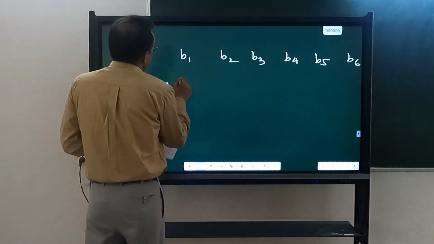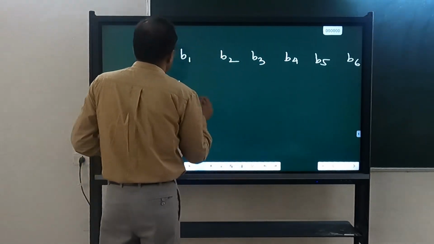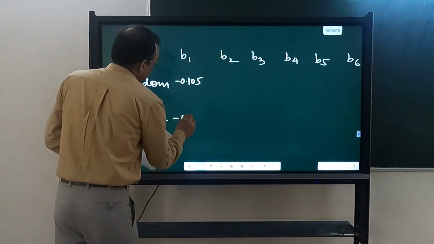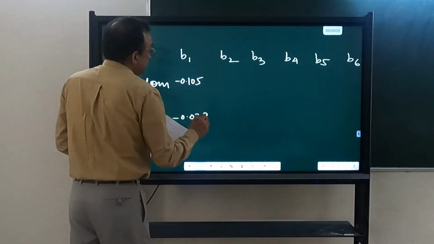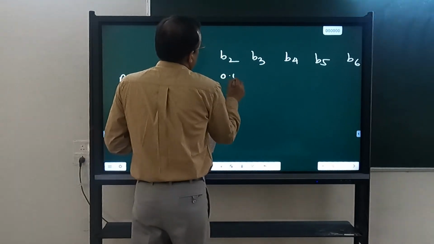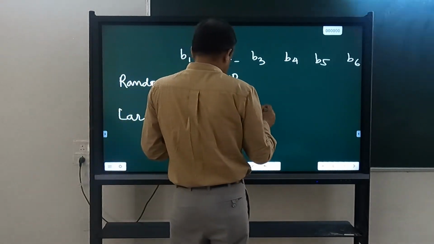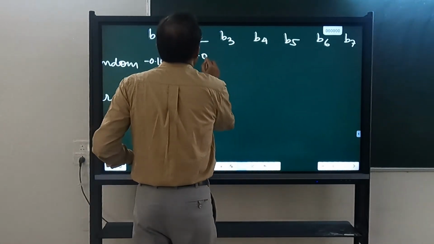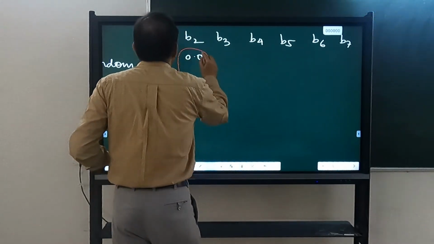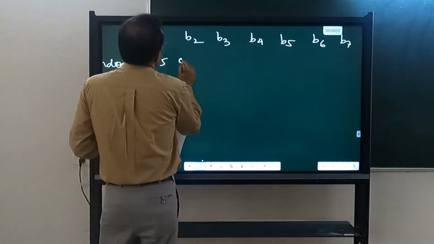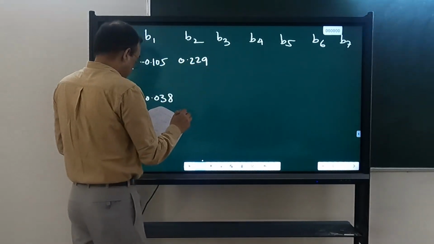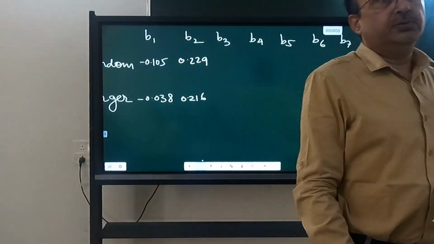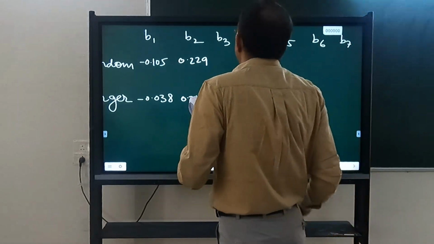So B1 is minus 0.105 and minus 0.038. B2 is 0.229 and 0.216. All this I have taken from Kramer's book. So you can find these relationships in Kramer's book also.